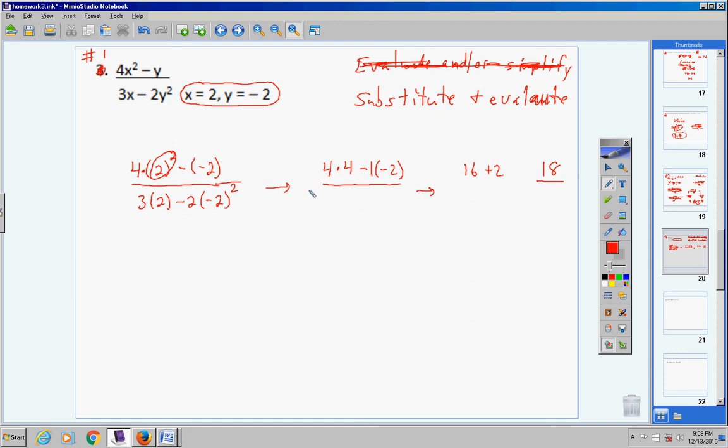Now, down here I'm going to do my powers first. Square your negative 2, and negative 2 times a negative 2 is a positive 4. So I have negative 2 times positive 4. Now, 3 times 2 is positive 6. Negative 2 times 4 is negative 8. Simplify and you get negative 2. 18 over negative 2 is negative 9. If you want to put negative 9 over 1, I have no problem with that. There's your answer. Go back and watch again if you need to.